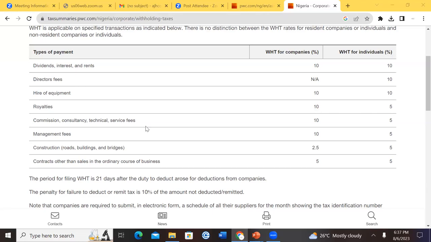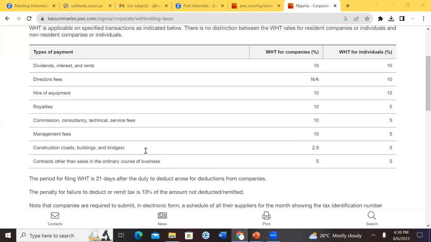Also, let me talk more on this consultancy fee. For instance, if you are using an outsourced HR, and the HR company is registered as a company, you charge 10%. But if the HR company is registered as a business name, probably as a partnership, you charge 5% because you are dealing with individuals. But if it's registered as a company, you charge 10%. So account payables people, kindly take notes. Then we also have management fees. Management fees for companies, 10%, but for individuals it is 5%.